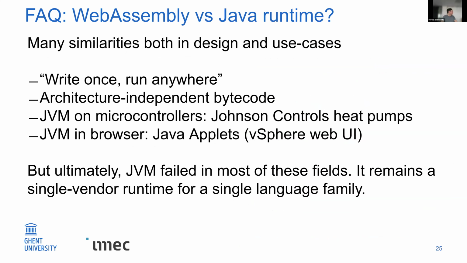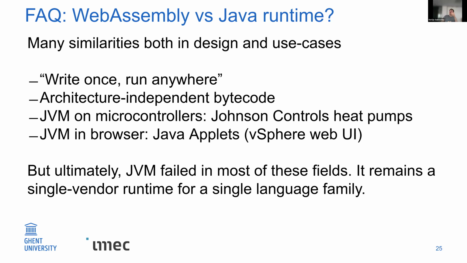One of the questions that people often ask when I give a presentation like this is, okay, but what is the difference between WebAssembly and the Java runtime? And the answer is that there are a lot of similarities in both design and use cases. When you would go to the Java developers when they were initially developing Java and talk to them about, okay, what is your 50-year goal with Java? A lot of their goals seem to be very, very similar and very aligned with the goals of WebAssembly. But in a sense, WebAssembly learned from the mistakes that Java created.